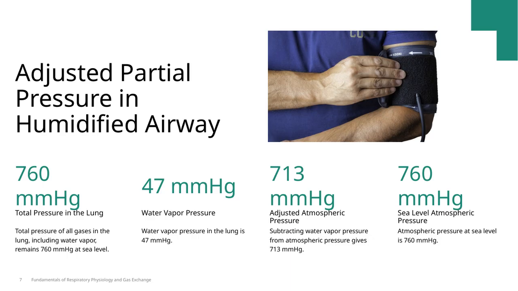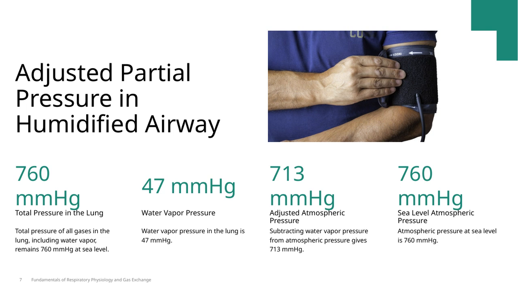Inside the lungs, water vapor pressure remains steady at 47 mmHg, and this water vapor mixes with the other gases. Interestingly, even with this humidification, the total pressure of all gases in the lung still sums up to 760 mmHg, the same as the atmospheric pressure at sea level. Understanding this balance is crucial because it influences how gases exchange across the alveolar membrane.